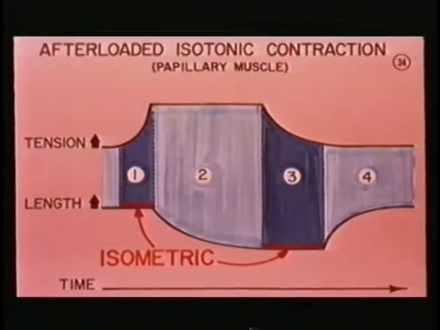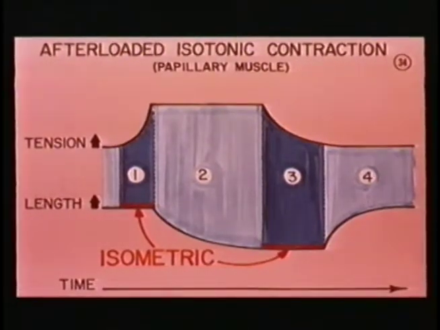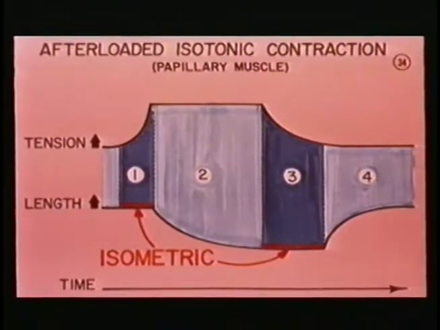Slide 34. We see that phases 1 and 3 are characterized by constant length. For this reason, those phases are referred to as isometric.